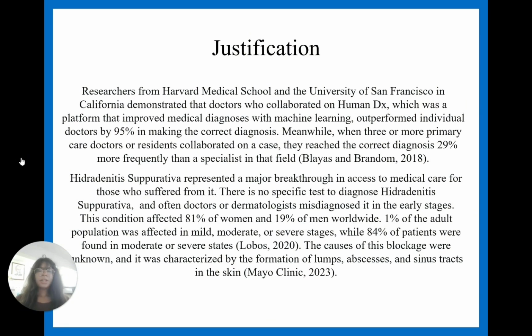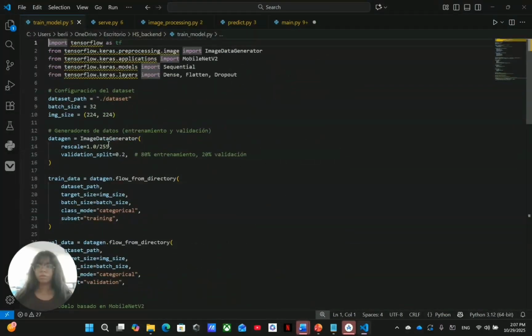There is no specific test or diagnosis for hidradenitis suppurativa, and often doctors and dermatologists miss the diagnosis at the early stage. This condition affects 81% of women and 19% of men worldwide. The cause of the blockage is unknown, and it is caused by the formation of lumps, abscesses, and sinus tracts in the skin. Now I'm going to show you how I created my backend.